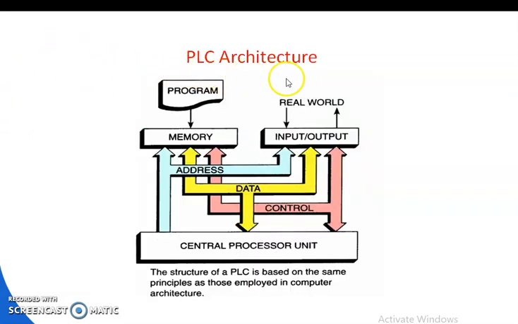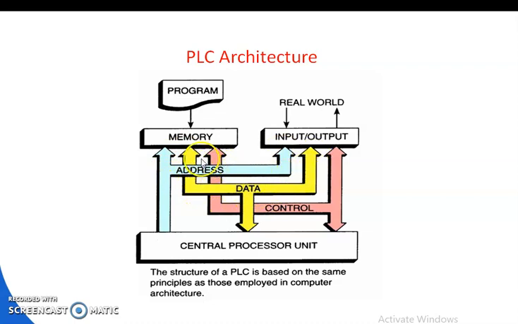Then the PLC architecture diagram is shown here. This one is the program, this one is the memory block, and this is the input and output block. This is the real world. These are the addresses. These address lines are connected from the memory to the inputs. The yellow line also provides the memory to the output lines. This one is the address bus. This one is the data bus.